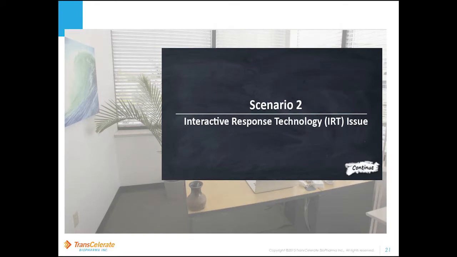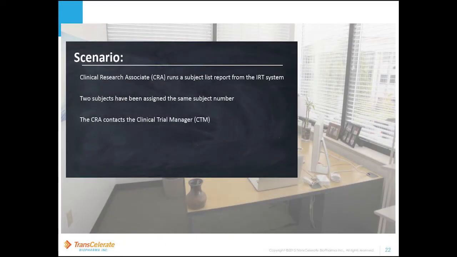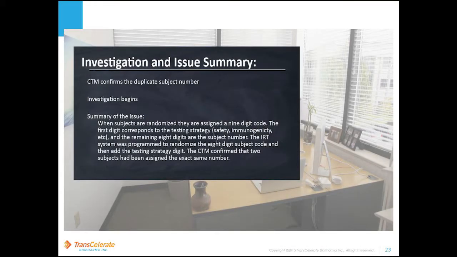Let's take a look at another scenario. This involves an issue with the IRT system. In preparation for the next periodic monitoring visit, the Clinical Research Associate runs a subject list report from the IRT system. In reviewing the list, the CRA sees that 2 subjects have been assigned the same subject number. The CRA immediately contacts the clinical trial manager for the study. The clinical trial manager confirms the duplicate subject number and immediately begins an investigation.